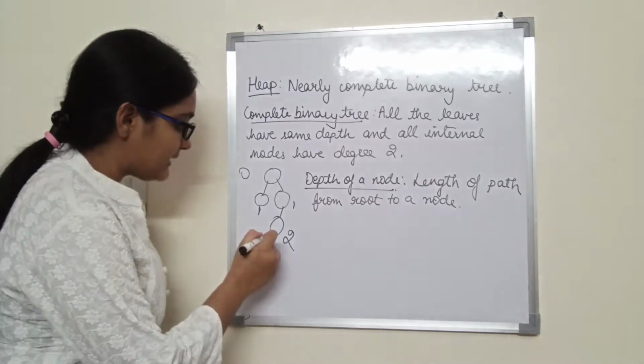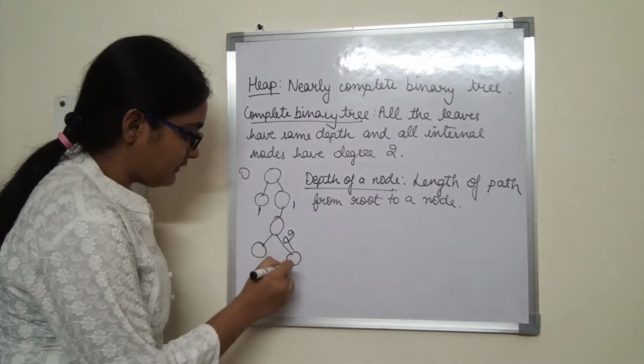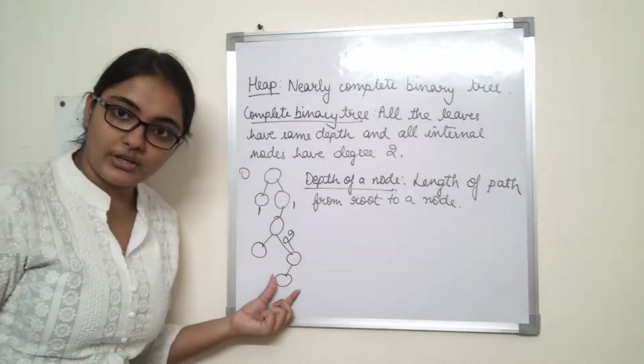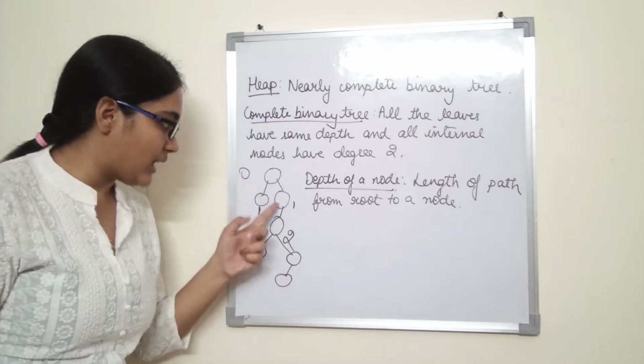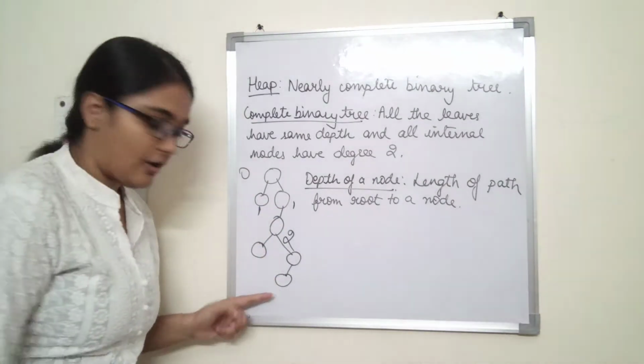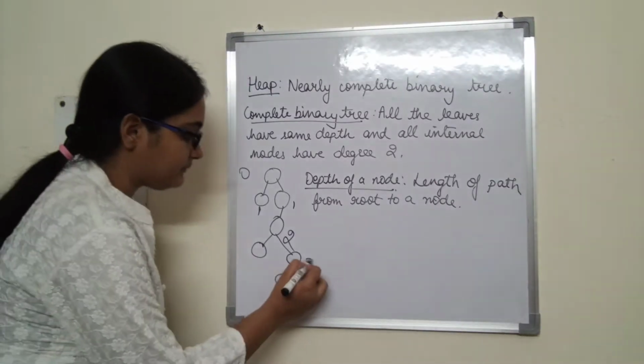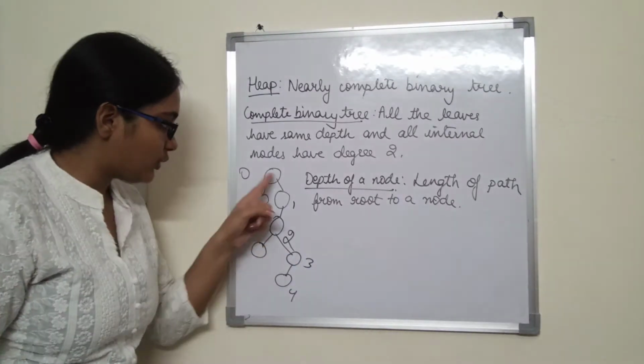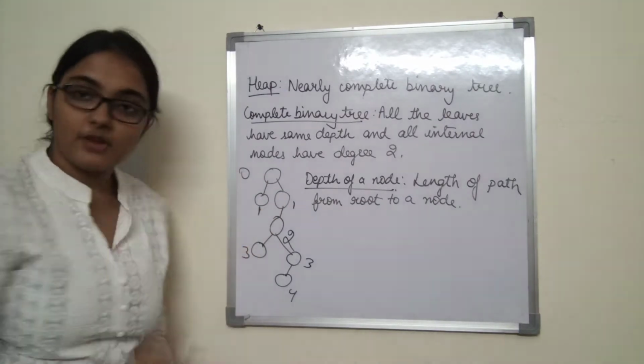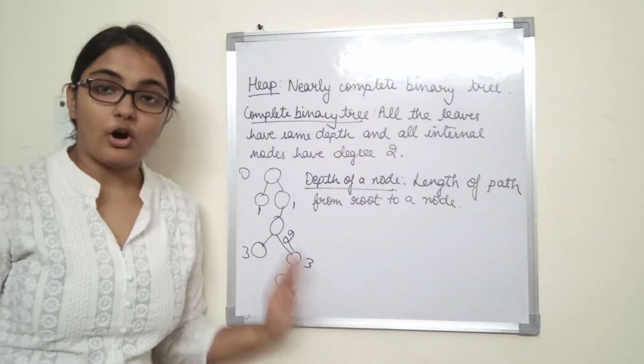Alright. If I add something like this. Now what is the depth of this node? Length of path from root to this node. 1, 2, 3, 4. Alright. So 4 is the depth of this node. What is the depth of this node? 3. What is the depth of this node? 1, 2, 3. Alright, so that is called as depth of a node.